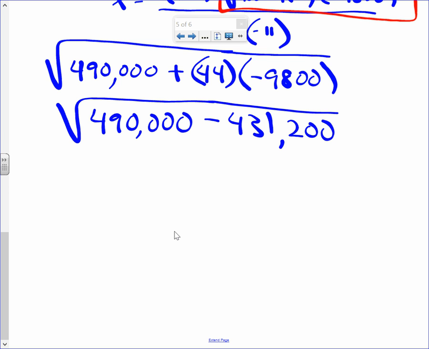All right, minus. Here we go. 490,000 minus 431,200. We're rocking and rolling in here. Look at this.